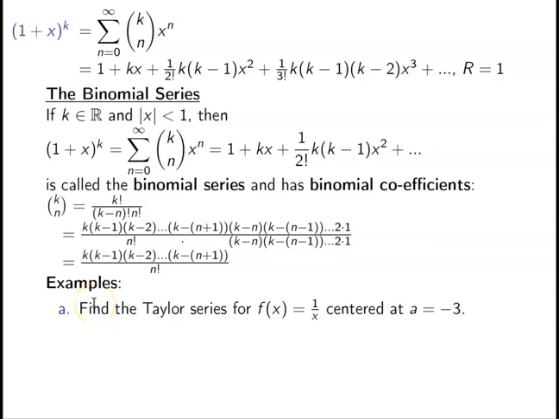Okay. Number one, let's find the Taylor series for f of x equals 1 over x, centered at a equals -3. Okay. So this is not a Maclaurin series.